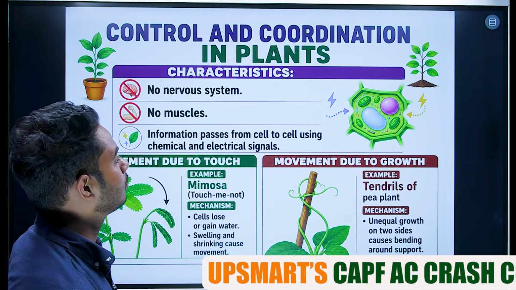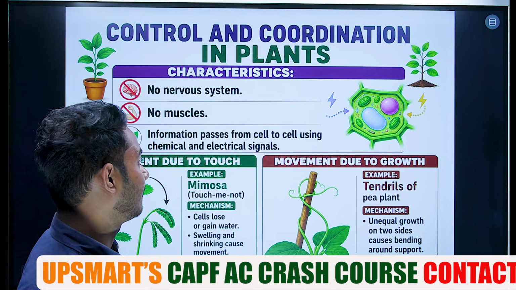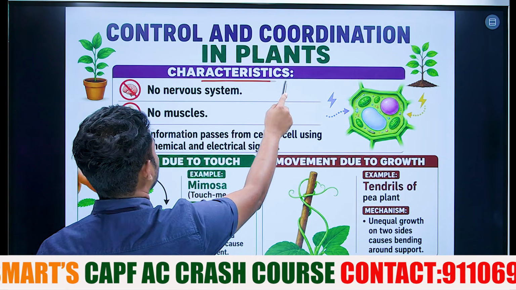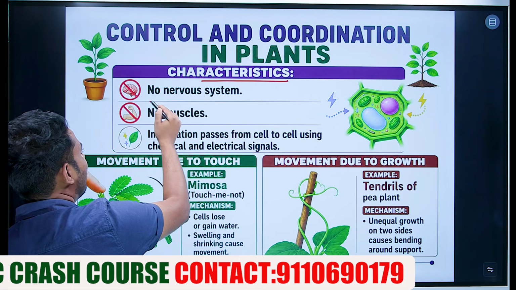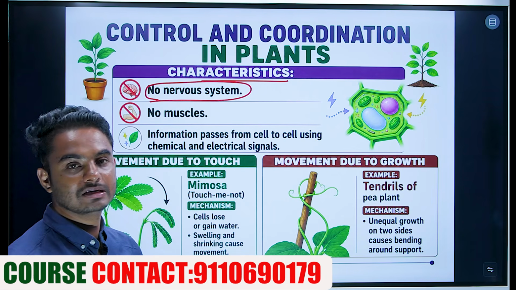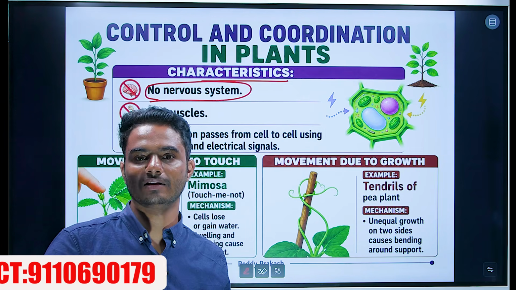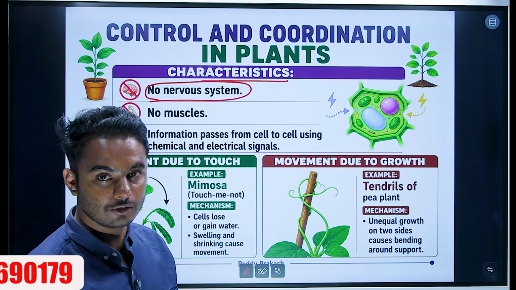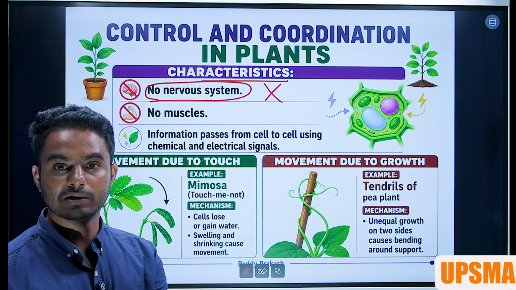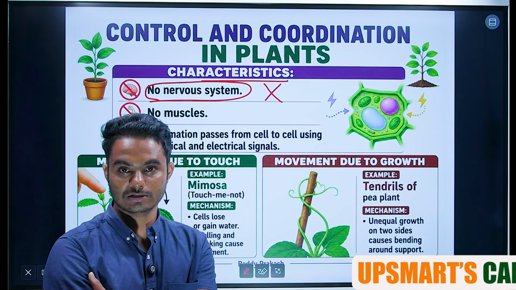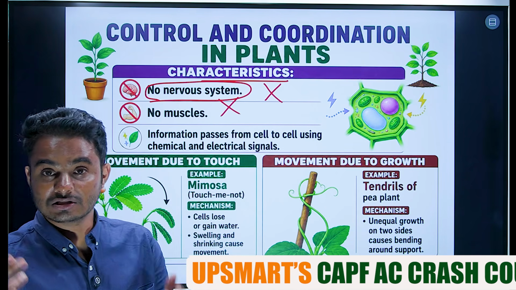Now, control and coordination similarly happens in plants also. How does it happen? We'll understand here. Next, characteristics of control and coordination in the plants, not in the animals. Do they have a nervous system like us? The PNS and CNS, the brain, the spinal cord, and the connections to the CNS, that is the PNS. Do they have that? Do you think so? No, sir. Then, do they have the muscles, the proteins connected to the muscles, just like how we saw now? No, sir. Then how, sir?